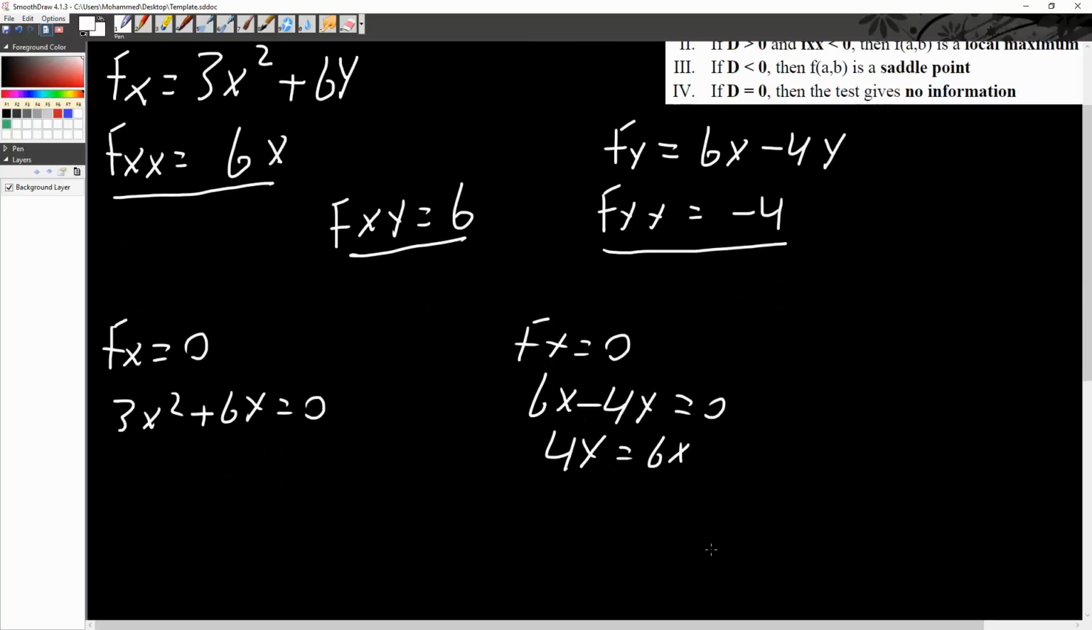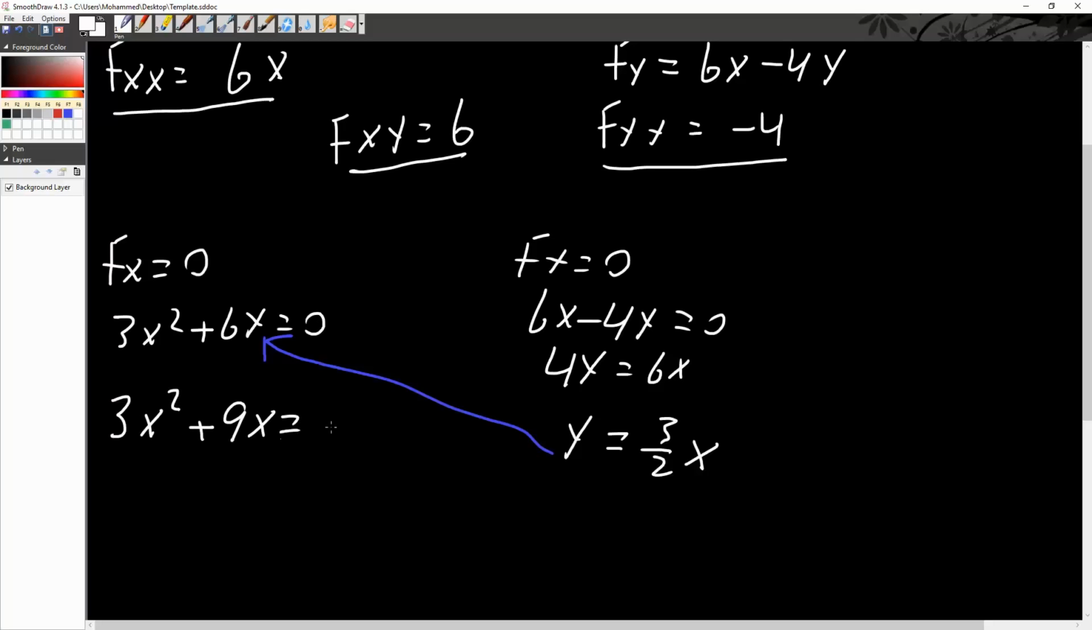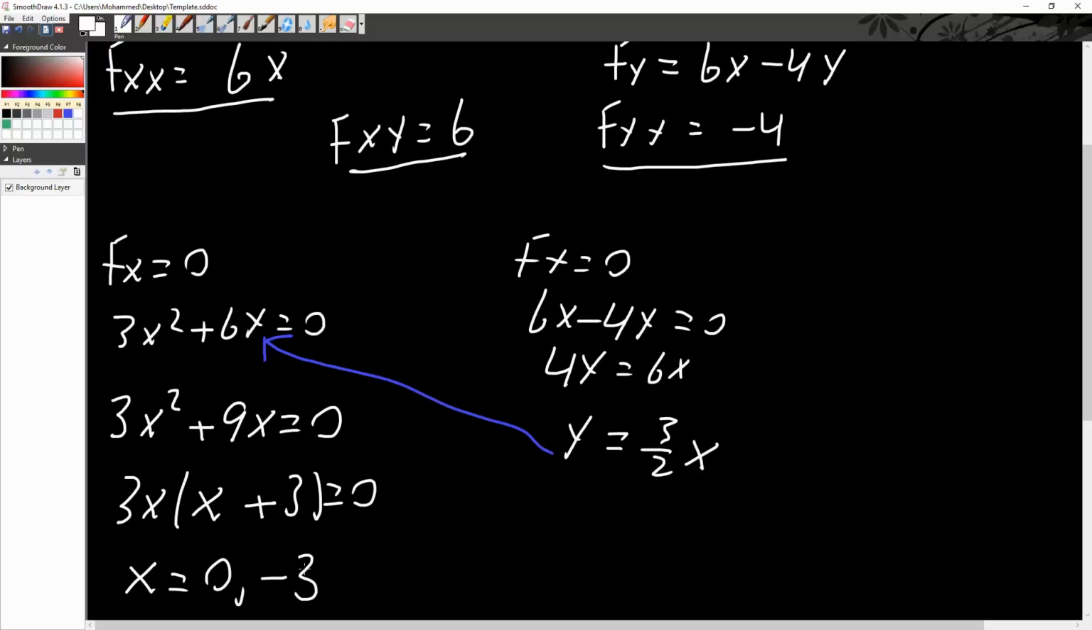So you can say 4y is equal to 6x. So let me scroll down a bit. And so we can conclude that y is equal to 3/2 x. And now we will apply this into our first equation. When we do that, we get 3x squared plus 9x equals 0. Now we can factor: 3x(x plus 3) equals 0. And so our critical values are x equals 0 and negative 3.